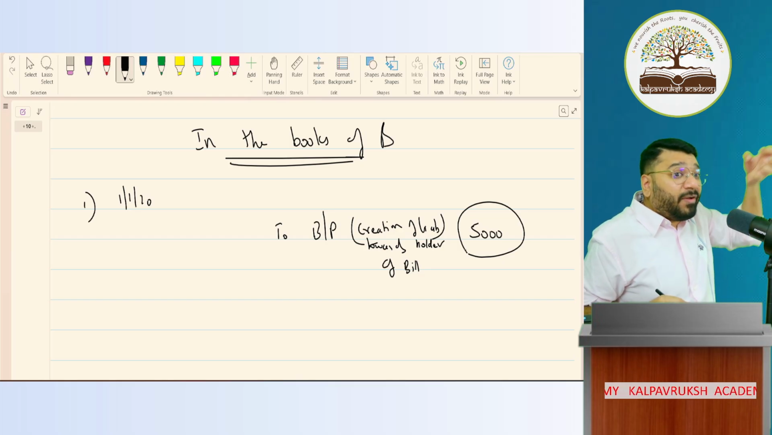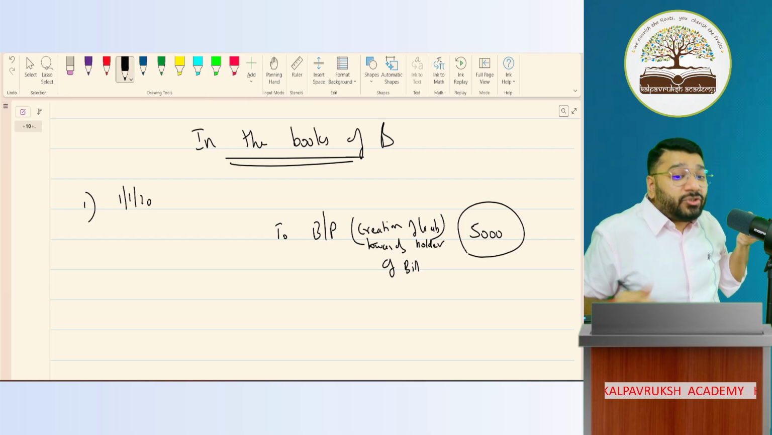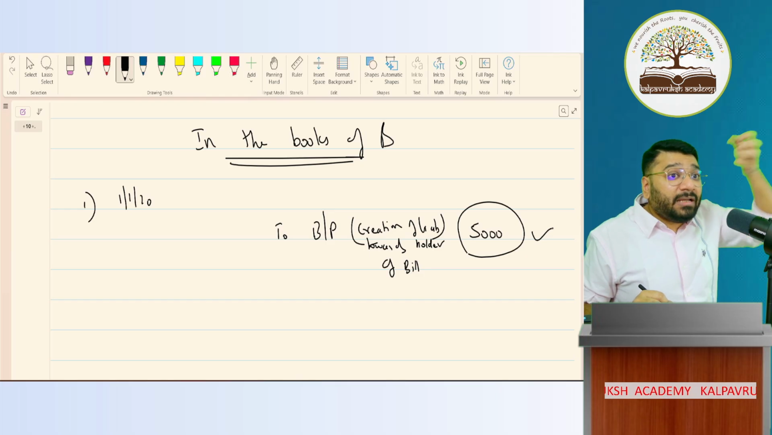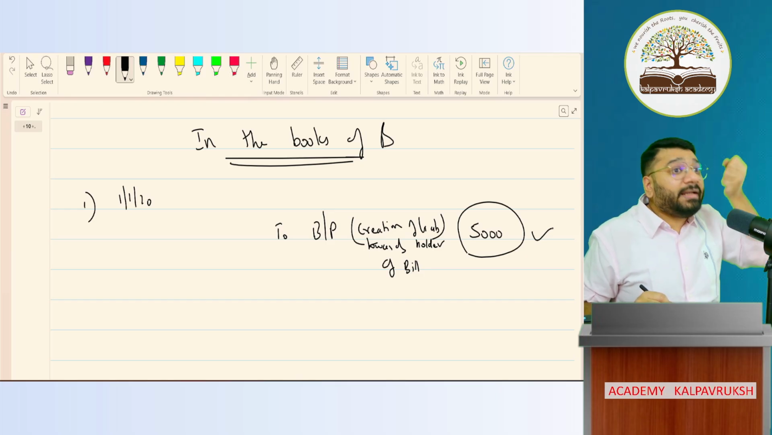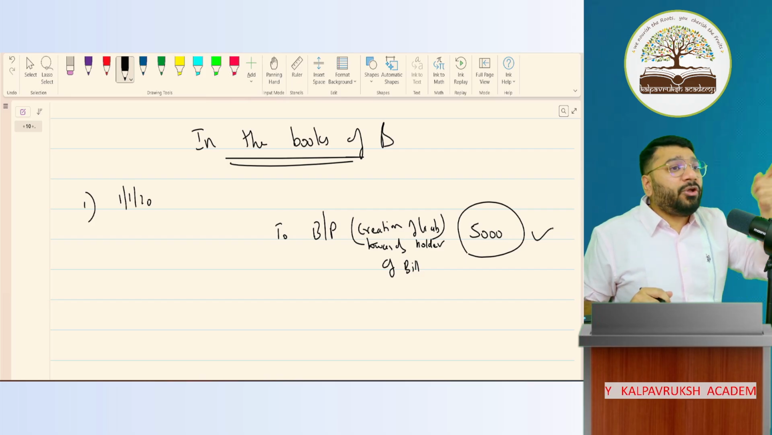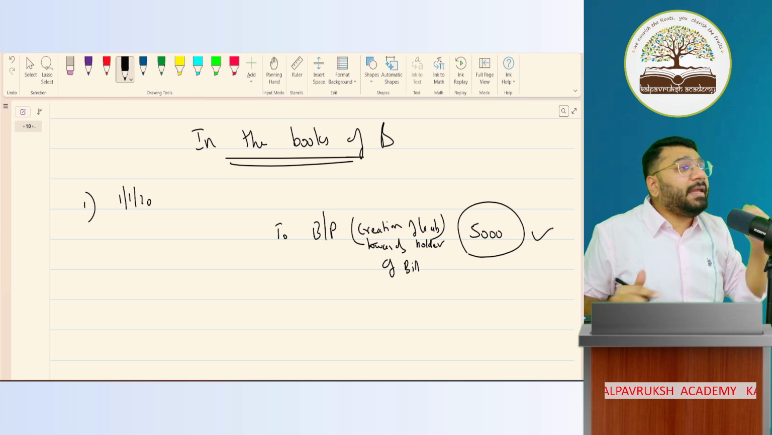I need to recover from A. So this liability, what I'm creating on one side, on another side, I have to remember to collect that money from A. If I don't collect this money from A, how will I make the payment to the banker? So one side you're creating liability, another side you're creating asset.